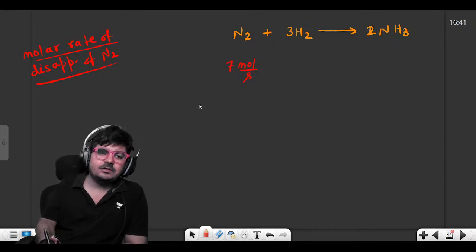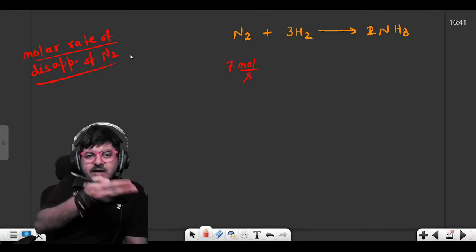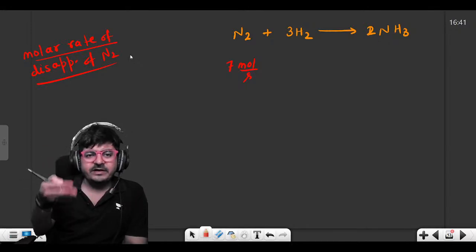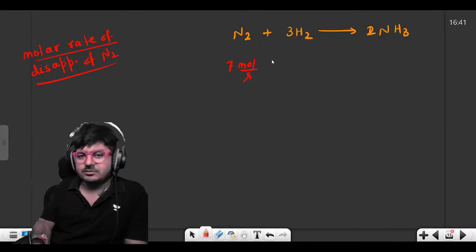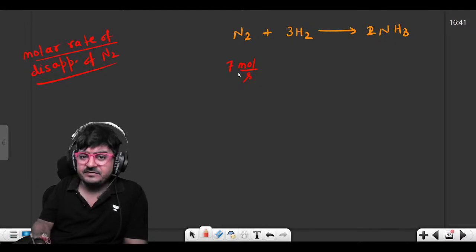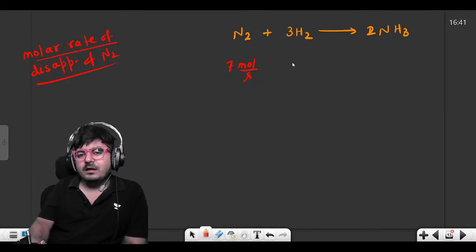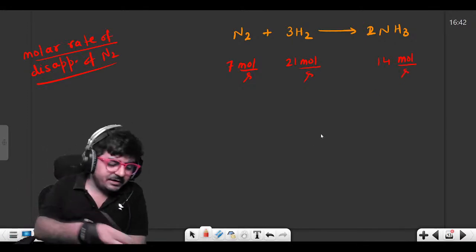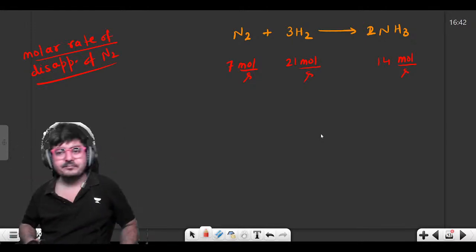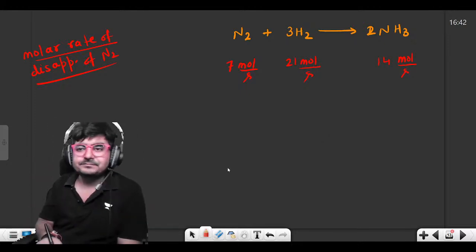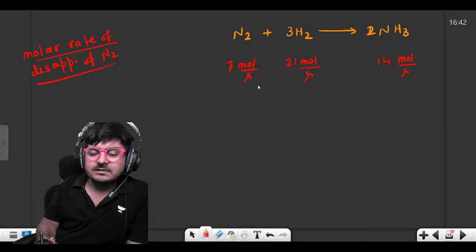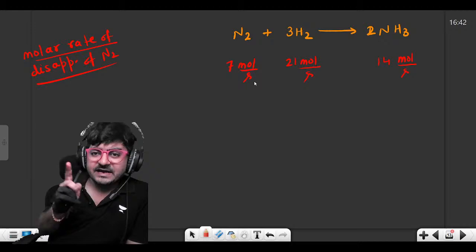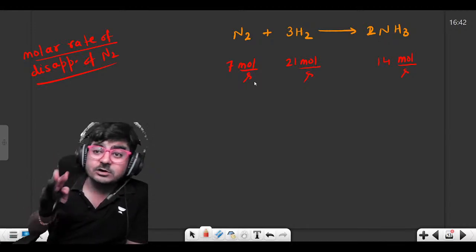अगर आप लोगों ने mole balance पढ़ा है, तो you know that mole balance was accumulation equal to inlet minus outlet plus generation minus disappearance. So disappearance means nitrogen is getting disappeared with a rate of 7 mole per second. And thus hydrogen will react at a rate of 21 moles per second. And therefore ammonia will form at a rate of 14 moles per second. Okay, तो इसका क्या मीनिंग है? What is the meaning? In 1 second 7 mole nitrogen is disappearing, in 1 second 21 moles of hydrogen disappearing, and in 1 second 14 moles of ammonia is forming.